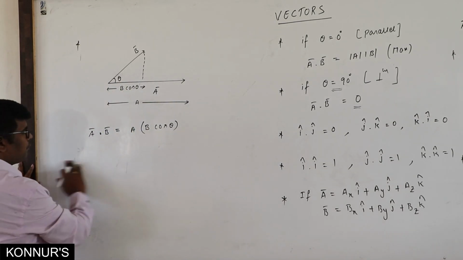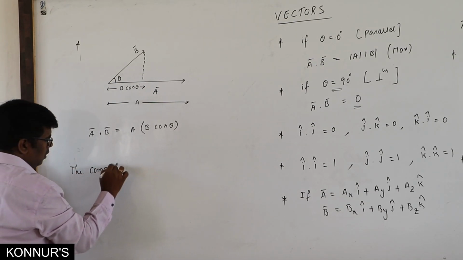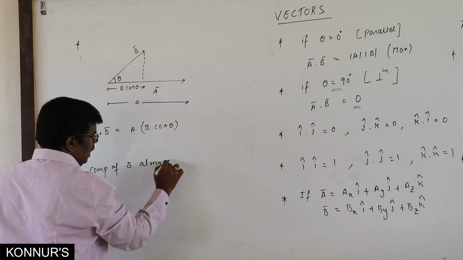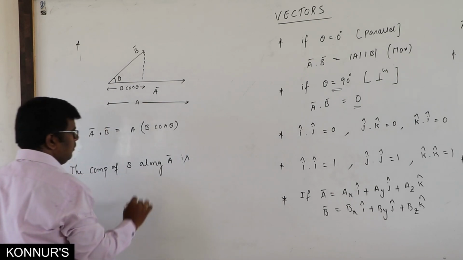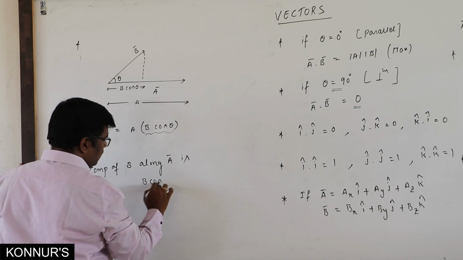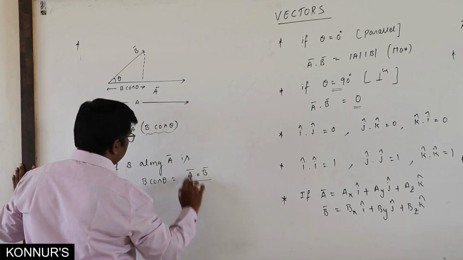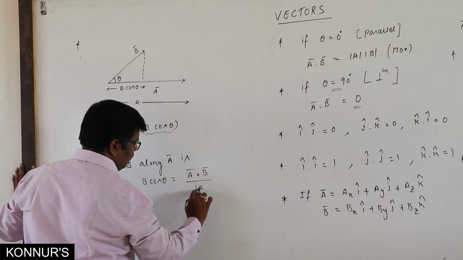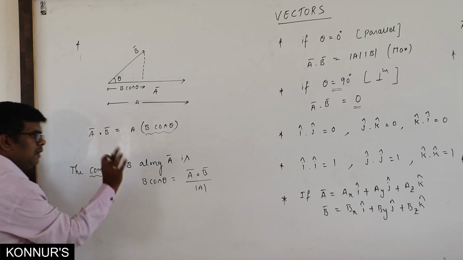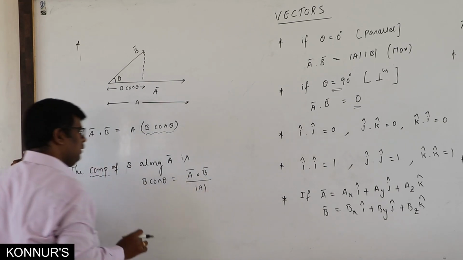Then the component of b along a bar is b cos theta. So b cos theta equals a bar dot b bar by modulus of a. If they ask only for the component, we need only a scalar quantity. That's why we took a bar dot b bar by modulus a only.